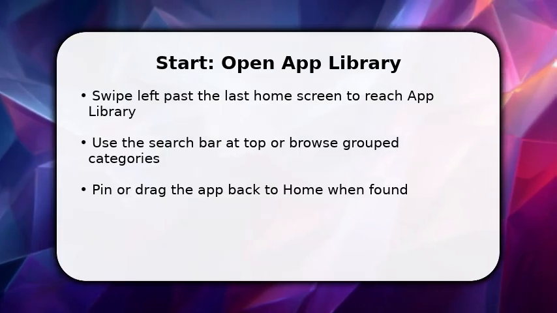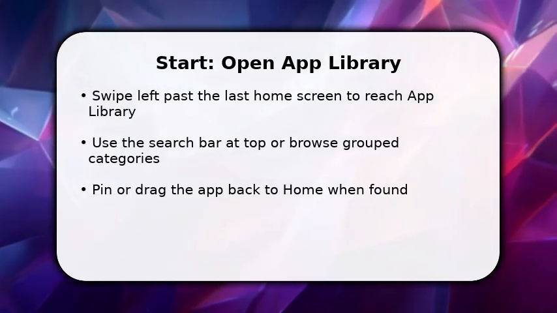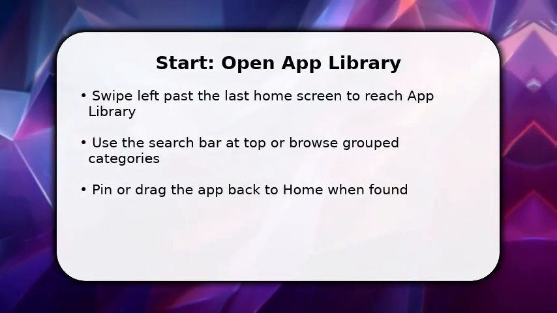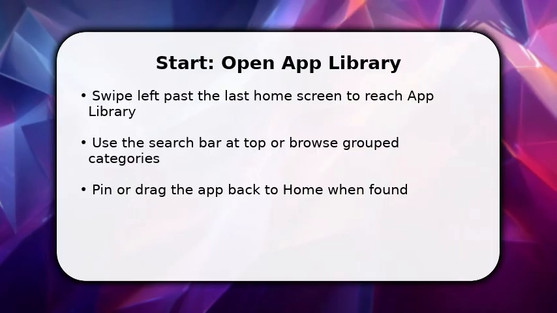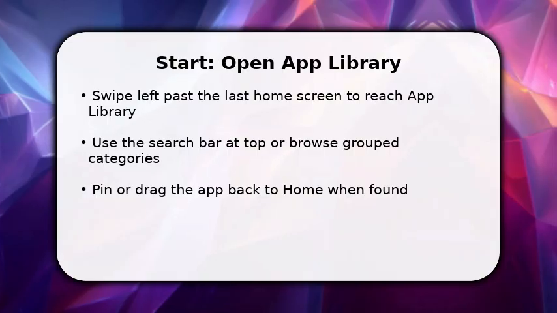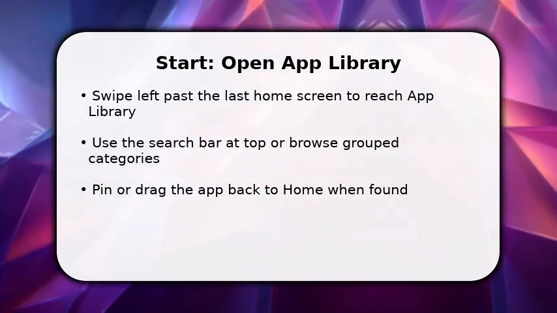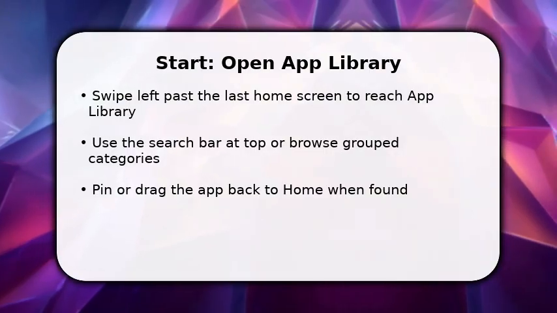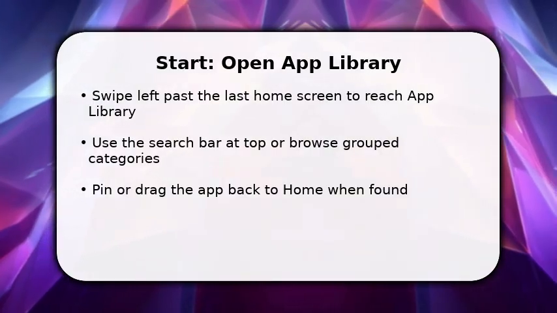You begin by opening the app library. Swipe left past your final home screen until you land there. Once done, tap the search bar and type the app name or scan the category folders to spot it quickly. Make sure to press and hold the app icon when you find it. This reveals the option to add it back to home. You're doing this first because the app library bypasses hidden pages and lets you restore apps without resetting layouts.